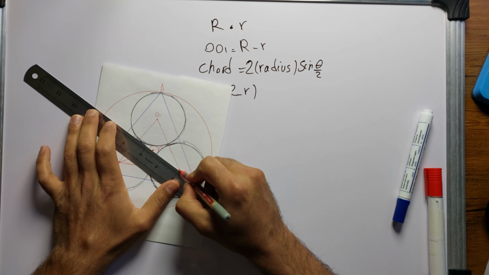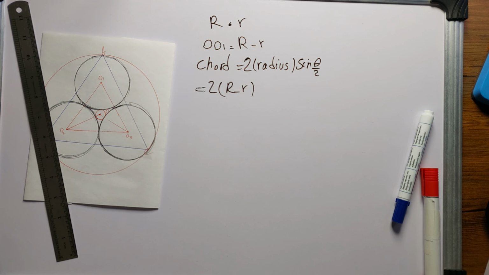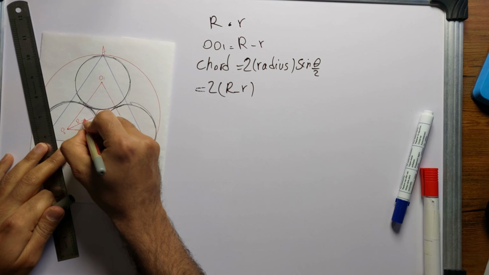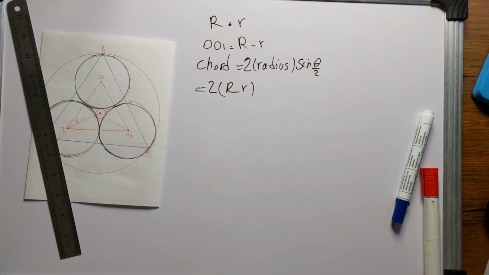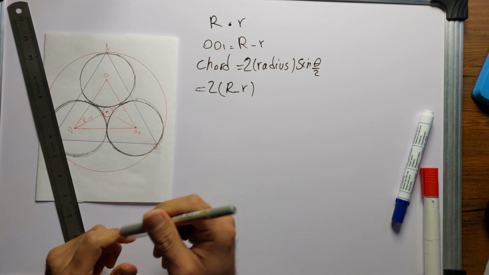And also this bar. So this thing here is R minus r. So let me write it down here. So the chord formula, 2(R minus r) sine theta over 2.